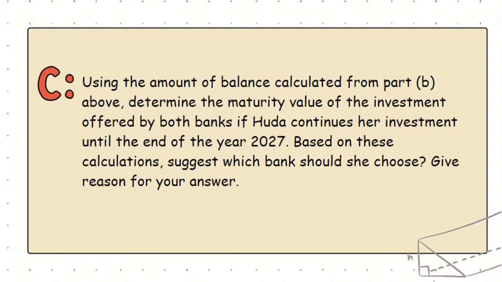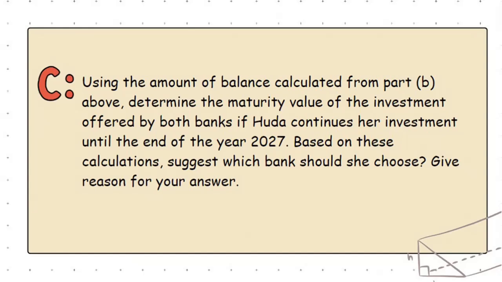So for question 1C, using the amount of balance calculated from part B above, determine the maturity value of the investment offered by both banks if Huda continues her investment until the end of the year 2027. Based on this calculation, suggest which bank she should choose. Give a reason for your answer.